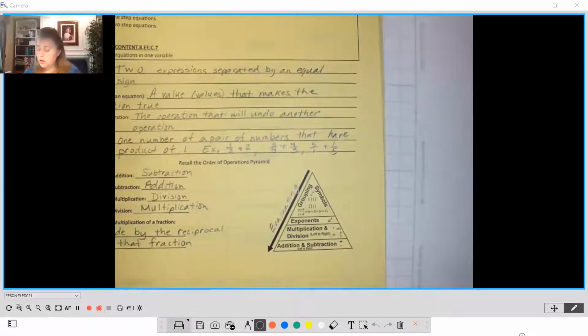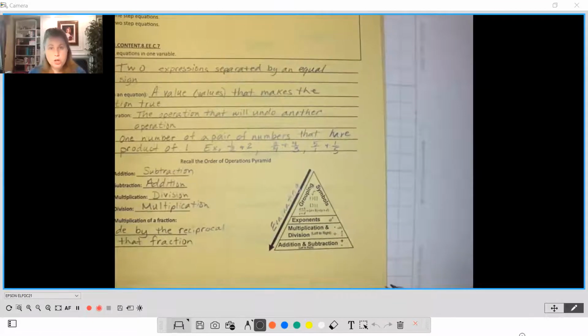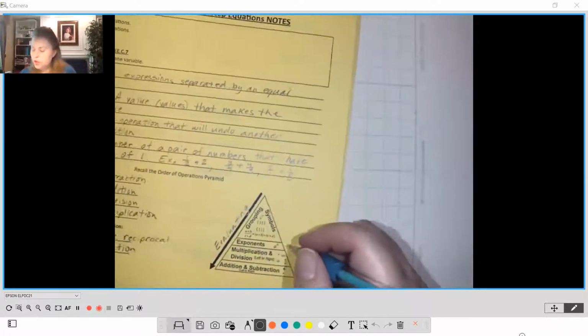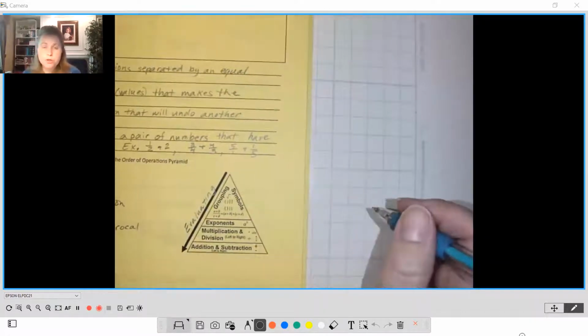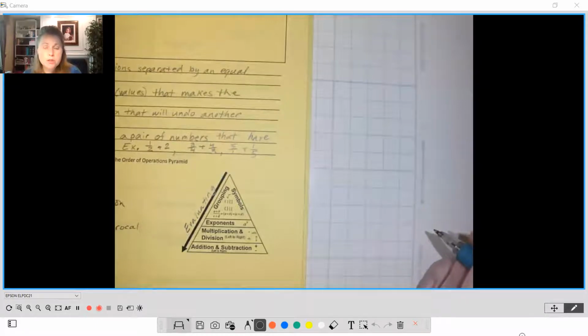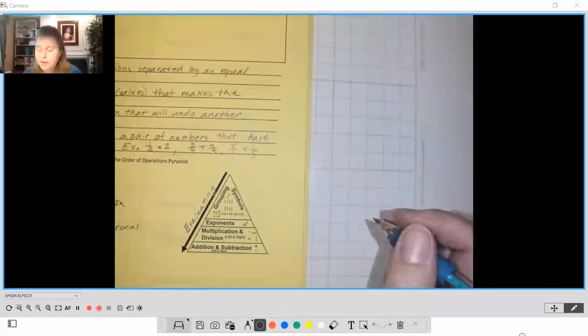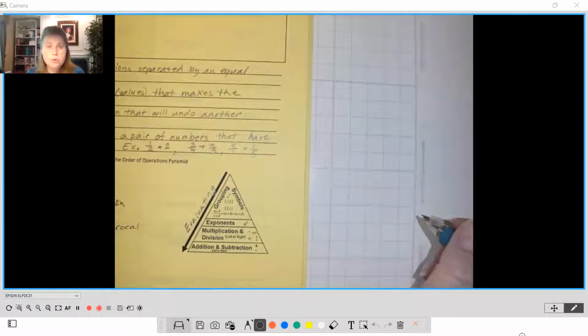When we are solving, so we're solving for X, or Y or Z or whatever our variable is, we need to follow the order of operations in reverse. So we are working backwards to solve for X. It's kind of like when you lose something and you retrace your steps. What was I doing before this? What was I doing before that? That is how we solve.